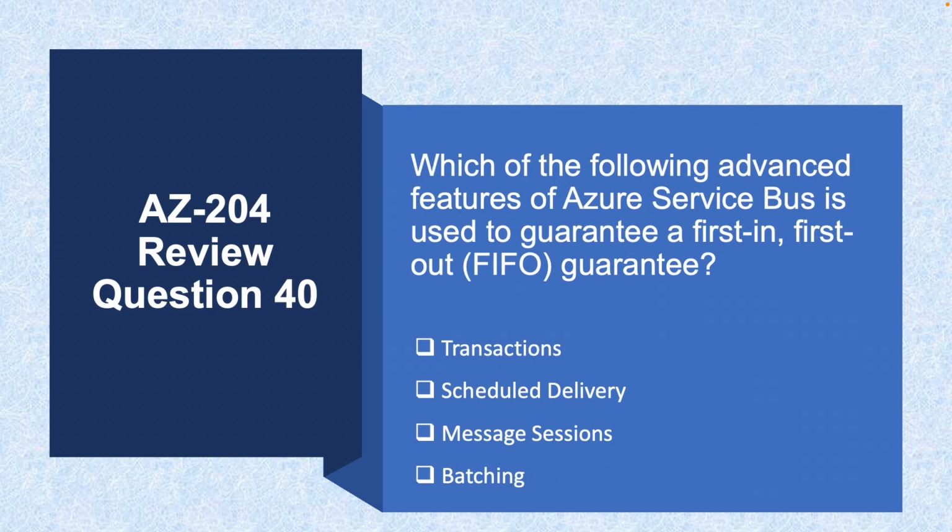Question number 40. Which of the following advanced features of Azure Service Bus is used to guarantee a first in, first out guarantee? The correct answer is message sessions. To create a first in, first out guarantee in Service Bus, use sessions. Message sessions enable joint and ordered handling of unbounded sequences of related messages.